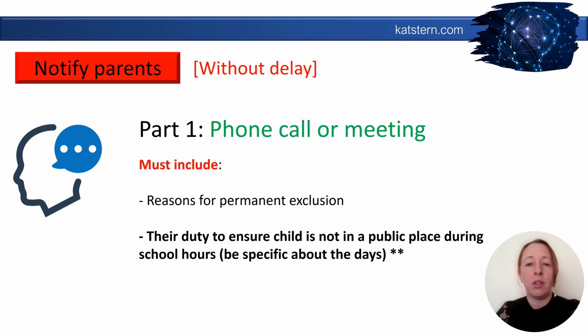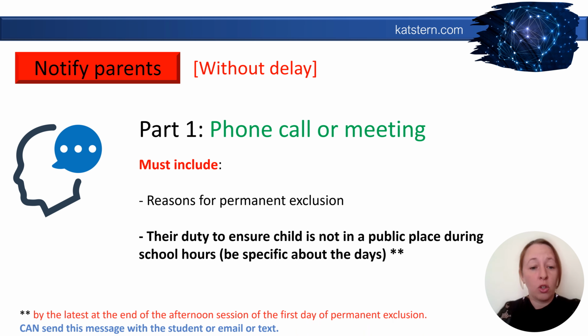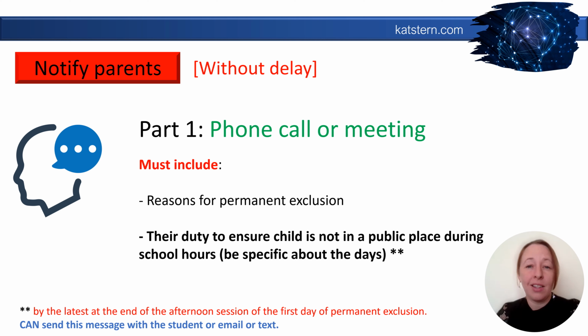So for example, if it is a permanent exclusion, their child may not be in a formal education setting for 5 days, assuming that the local authority will arrange provision for them from the 6th day. You need to give the parents those 5 dates so that they are aware, because there is a potential that they could receive a fine. Now, because this information is important, you must give it by the latest at the end of the afternoon session on the first day of permanent exclusion. And this information can be sent with the student or can be sent via email or text. You might want to call to make sure that they've received it.